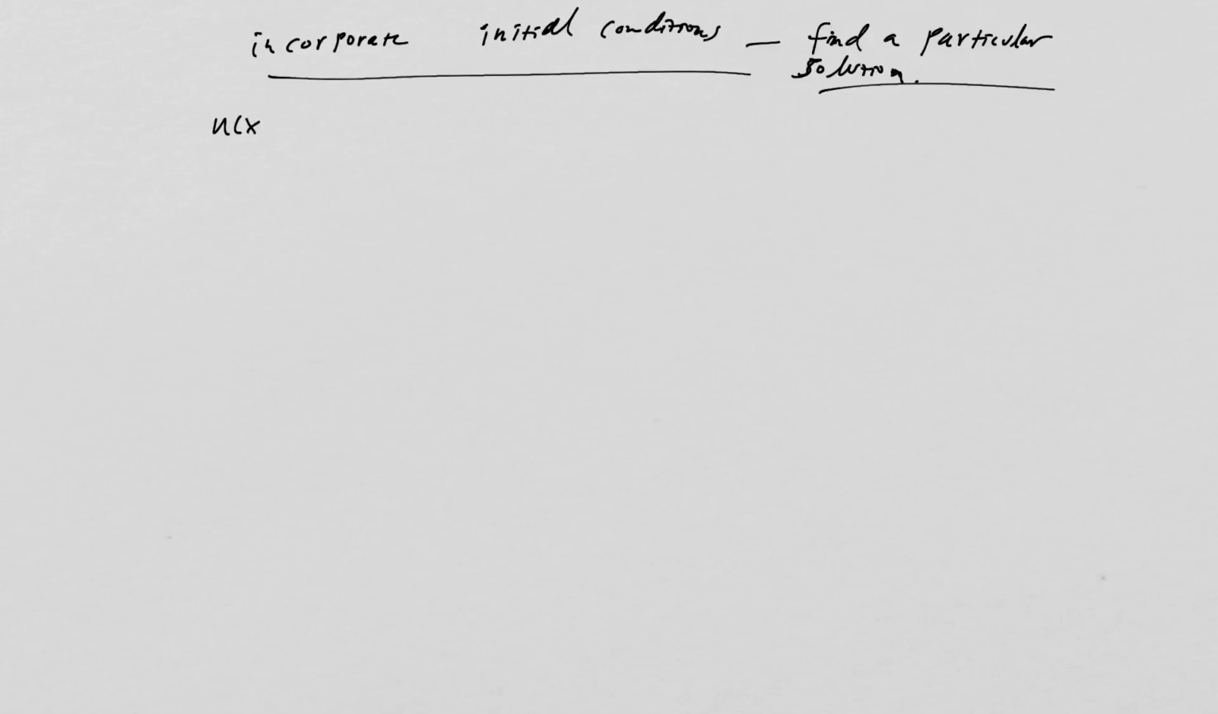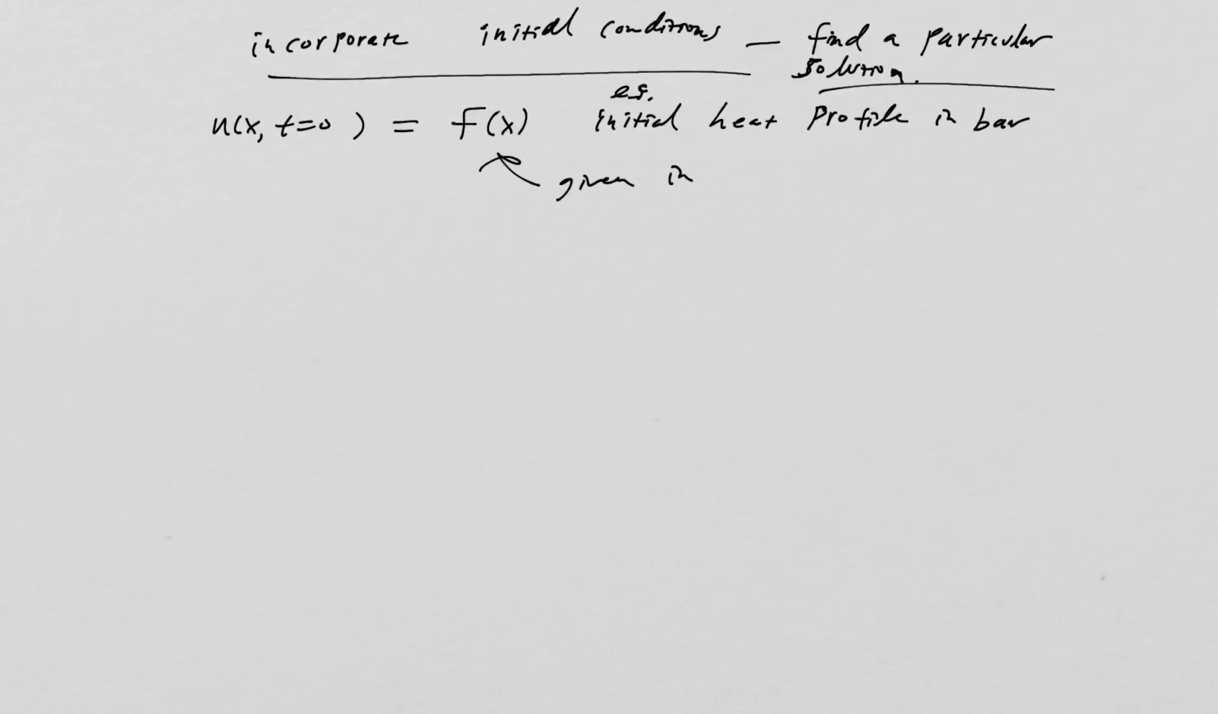Okay, so u of x comma t, but now we're going to say that t is equal to 0, and at t equals 0, we have a specific initial condition. So this is our initial heat profile in the bar. For instance, that's what it could be, right? Whatever it is, this is going to be given in the problem.